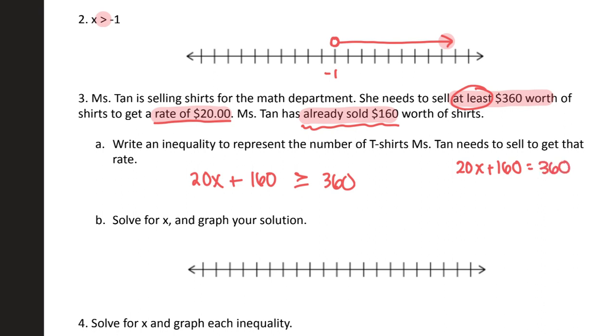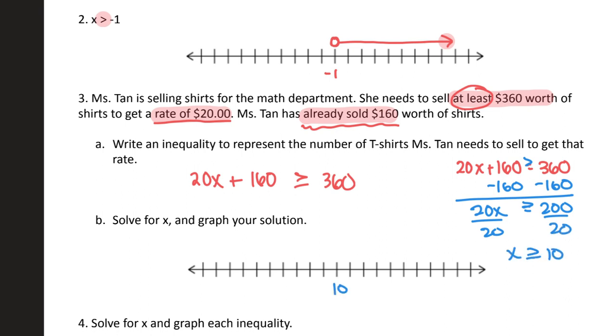So first thing I'm going to do is subtract 160. Then I have 20x is greater than or equal to 200, and then divide by 20. So x is greater than or equal to 10. So I'm going to put 10 here. Since we are including 10 in our solution, I'm going to put a solid dot, and then we're looking for greater than or equal to, so I'm going to go directly to the right.